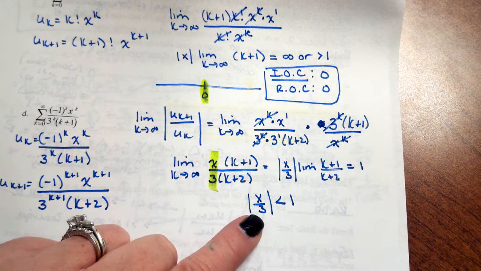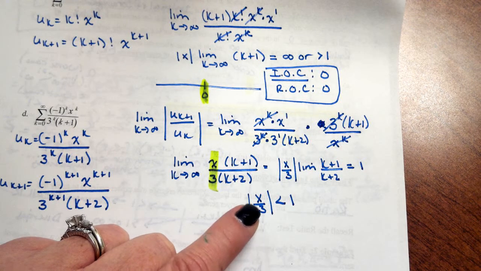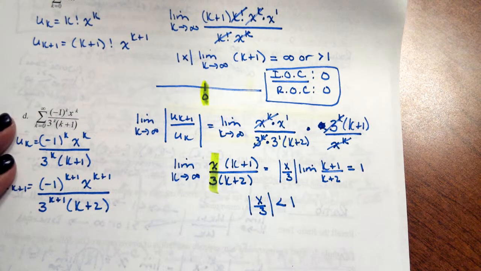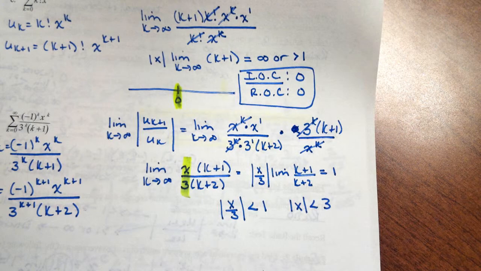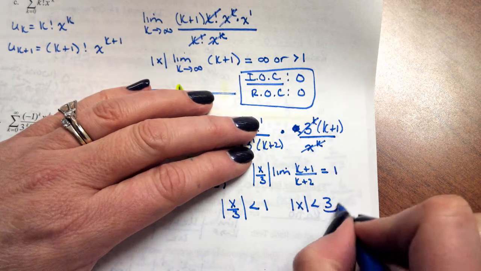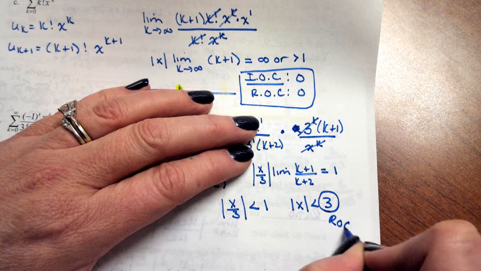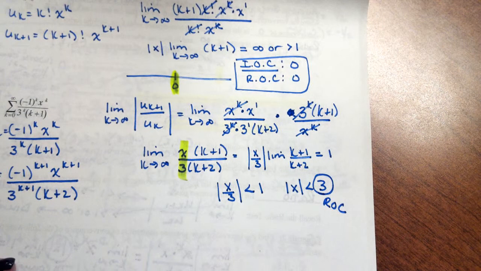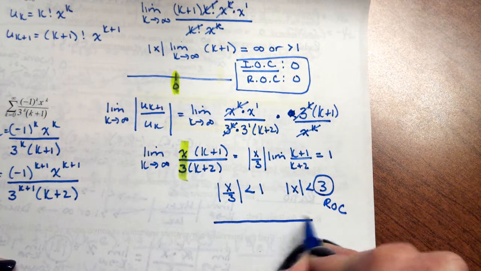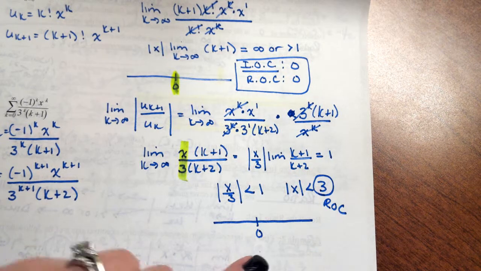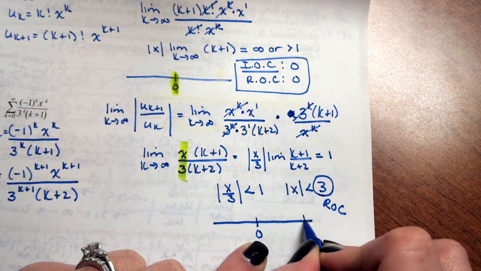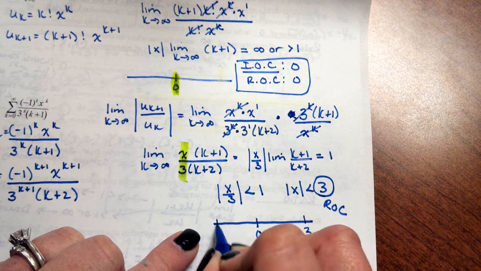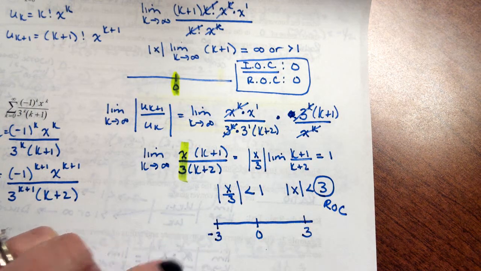So now to find what the radius of convergence is going to be, we're going to have to get x by itself. So I'm going to have to multiply both sides by 3. So the absolute value of x is less than 3. So then this 3 is my radius of convergence. So on the number line, if you think about what's happening, my center is at 0. So my radius of convergence is going to go 3 units above my center, which is at 3, and 3 units below, which is at negative 3.